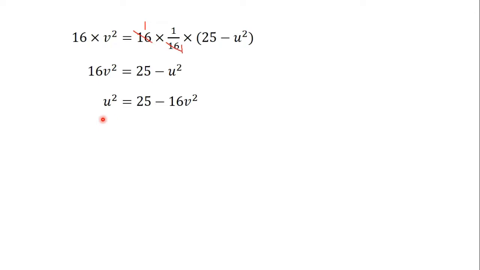I now have the term containing u on one side of the equation, but unfortunately it's giving me u squared. The question said we should make u the subject of the equation, not u squared. So what do we do? We take square root of both sides of the equation. When we take square root of both sides, the square can cancel the square root sign so that we will be able to obtain u. So I'll take square root of the left hand side, then square root of the right hand side. And this is going to give us u is equal to square root of 25 minus 16v squared. So from here, we have been able to make u the subject of the equation.